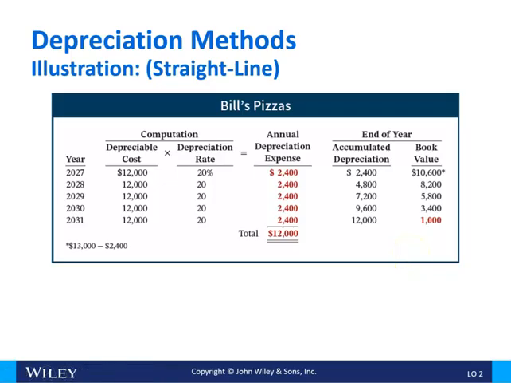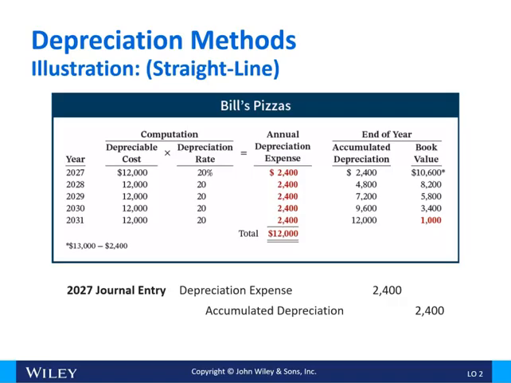The entry we make to record depreciation is going to be debit depreciation expense, 2,400, credit accumulated depreciation, 2,400. Okay, so this says it's the 2027 journal entry. Using the straight line, it's going to be the same entry for each of the 5 years, or however many years the useful life is.